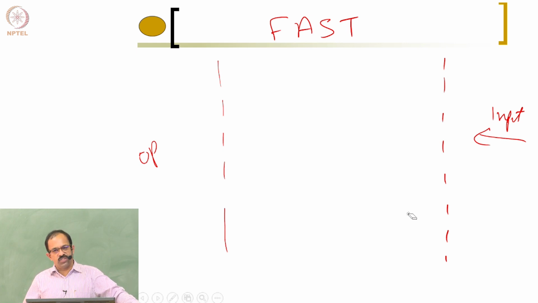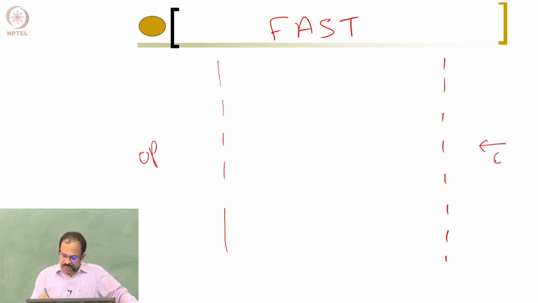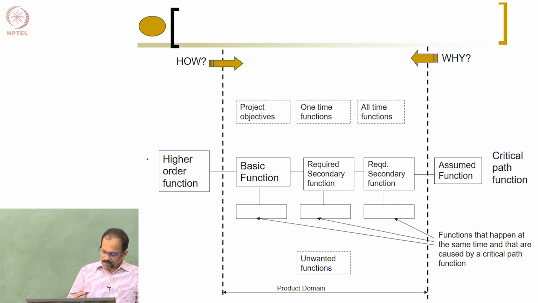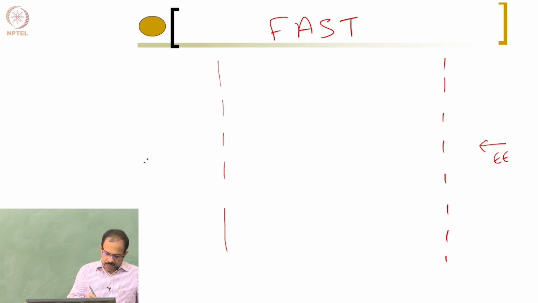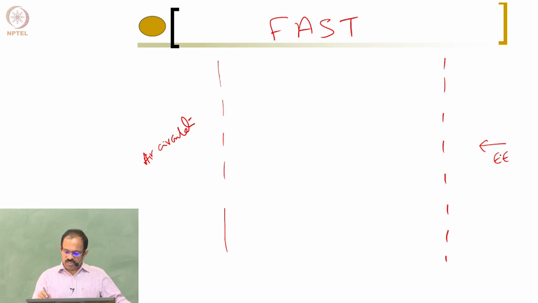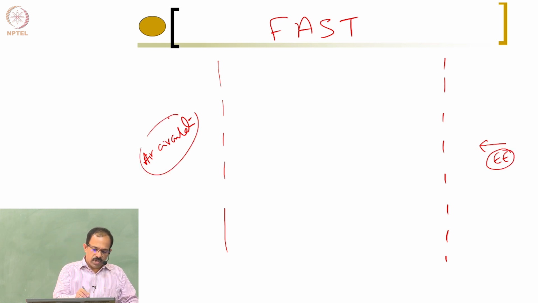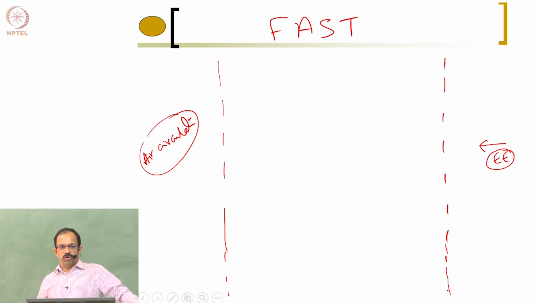So we draw two lines and say this is what you are giving as an input. An input is an assumed function, for example, you give electrical energy here, and then you get air circulation here. So that is the output, this is the input and this is the output. What is happening between these two lines, we call the function of the product.